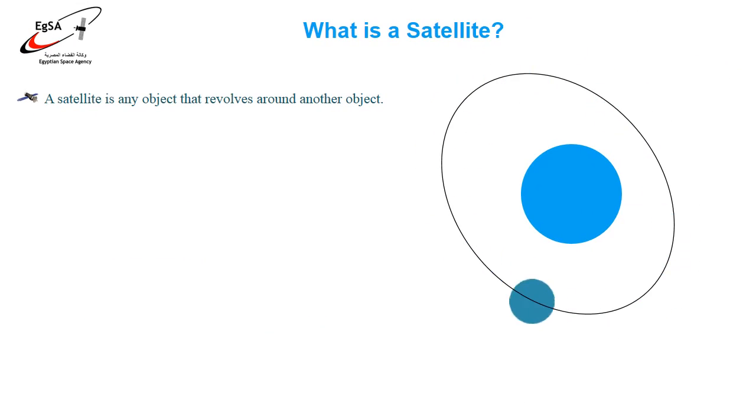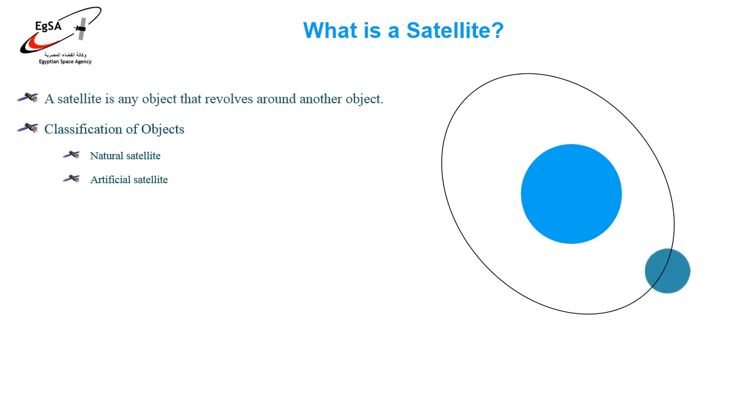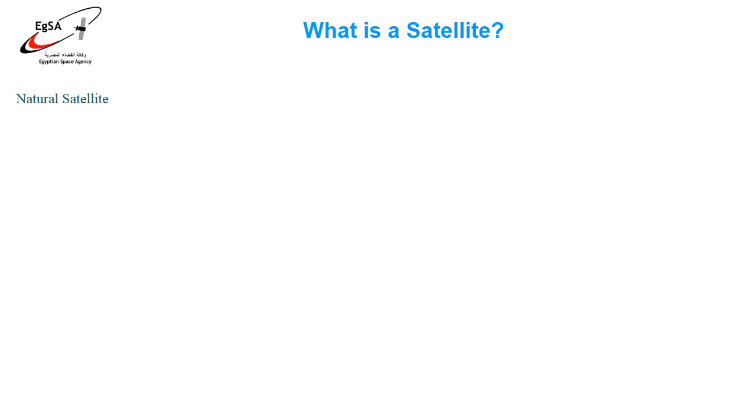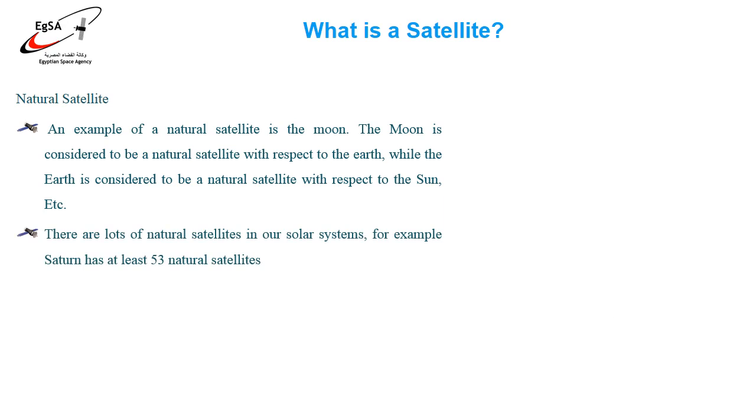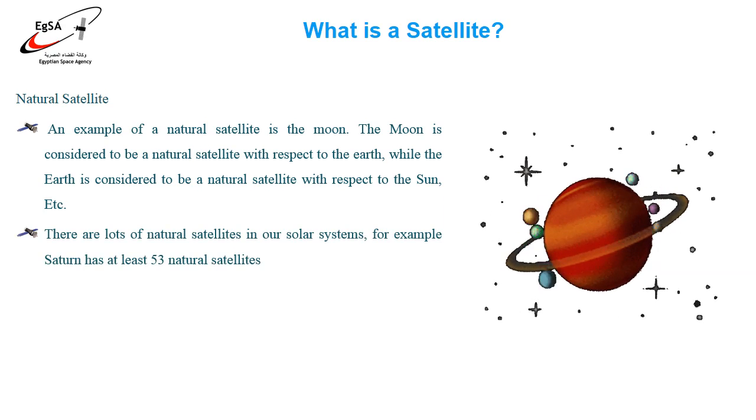A satellite is any object that revolves around another object. It can be classified into two types. The first type is a natural satellite, and the second one is an artificial satellite. First, natural satellites. An example of a natural satellite is the Moon. The Moon is considered to be a natural satellite with respect to the Earth, while Earth is considered to be a natural satellite with respect to the Sun, etc. There are lots of natural satellites in our solar system. For example, Saturn has at least 53 natural satellites.